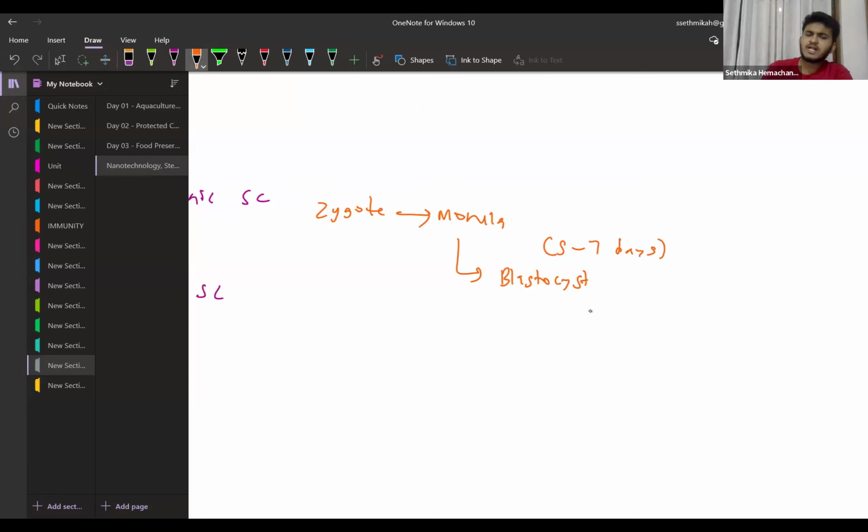Now this blastocyst has something like this. It has something called the outer cell mass and the inner cell mass. The outer cell mass becomes the trophoblast. The trophoblast is basically like a membrane, right? And in the middle of this trophoblast, you get something called the inner cell mass.